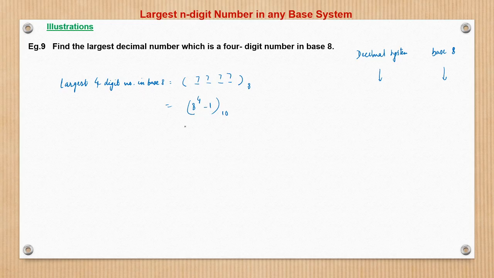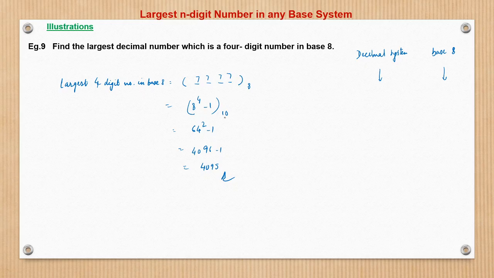So this we can write as nothing but 8 square is 64, 64 square we know is 4096, so 4096 minus 1 is 4095. So pretty simple.